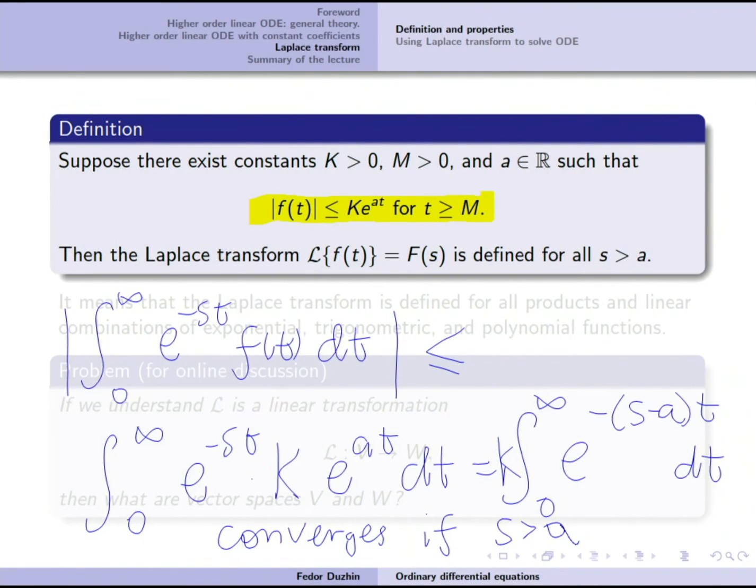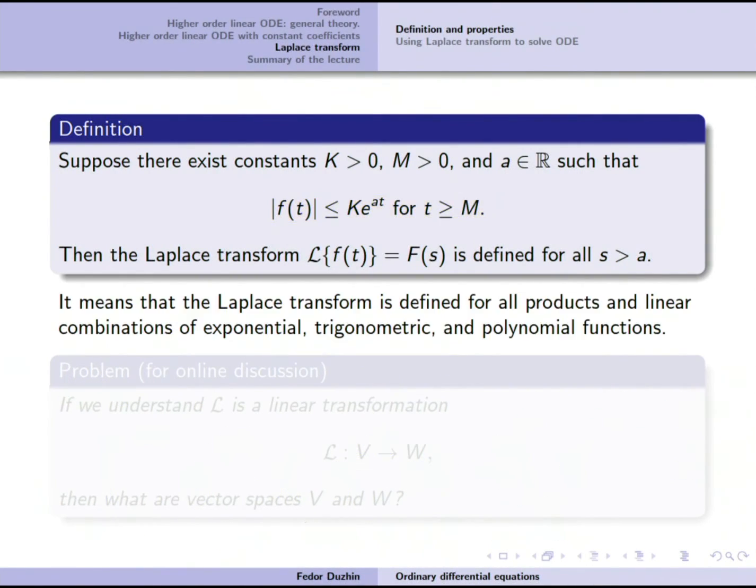Because if s is bigger than a, then s minus a is still positive, and we have e to the power minus a positive number times t, so an exponential function with a negative exponent. Yeah, and at infinity it's going to approach 0, and the whole integral is going to converge. And the fact that the integral converges, as we saw in the examples, means that the Laplace transform is well defined. Right?